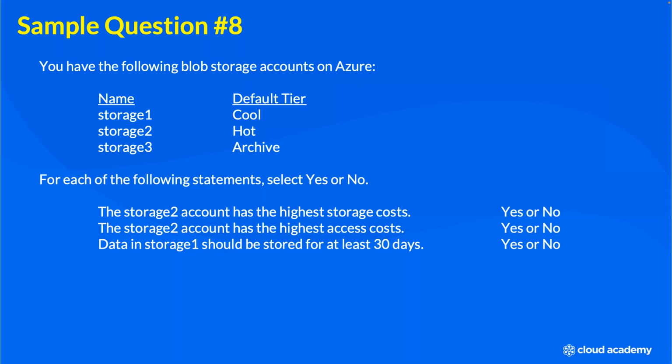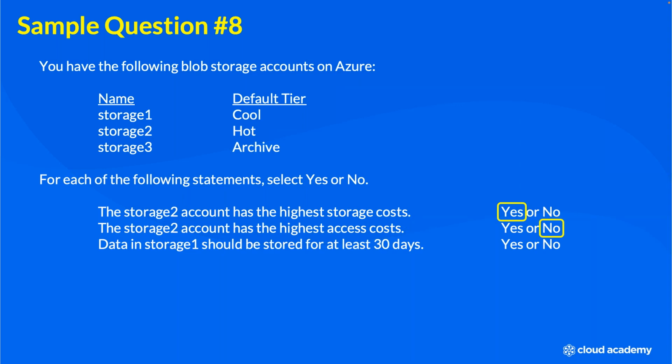So let's look at these again. The storage 2 account has the highest storage costs. It's the hot tier. So that's true. The hot tier is highest for storage but lowest for access. Okay, so then the second question is, the storage 2 account has the highest access costs. Well, no, that's not true because it has the lowest access costs. The one that has the highest access costs is archive.